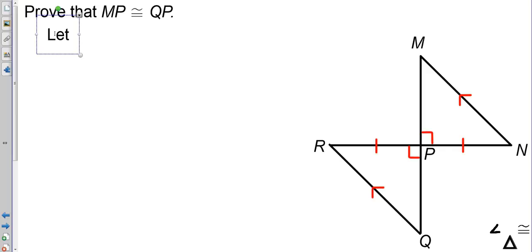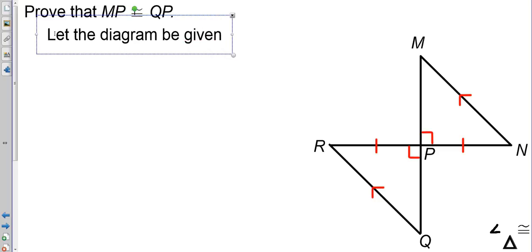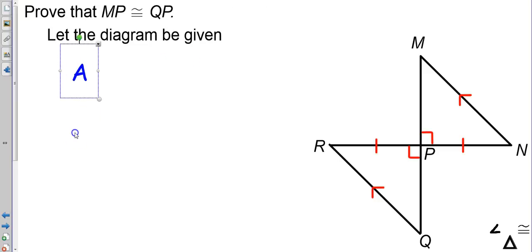We always start with a let statement, let the diagram be given. So there's our let statement. A couple different ways that you can prove this. We're going to do it by, let's say, angle, angle, side. That's going to be our proof method. There are a couple different methods that you can use, but this is the one that we're going to use for this particular one.